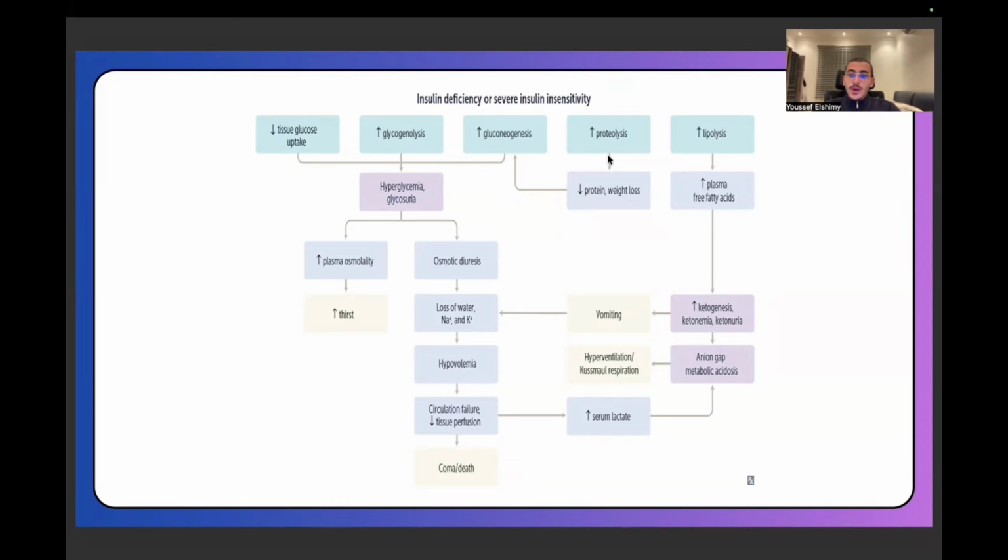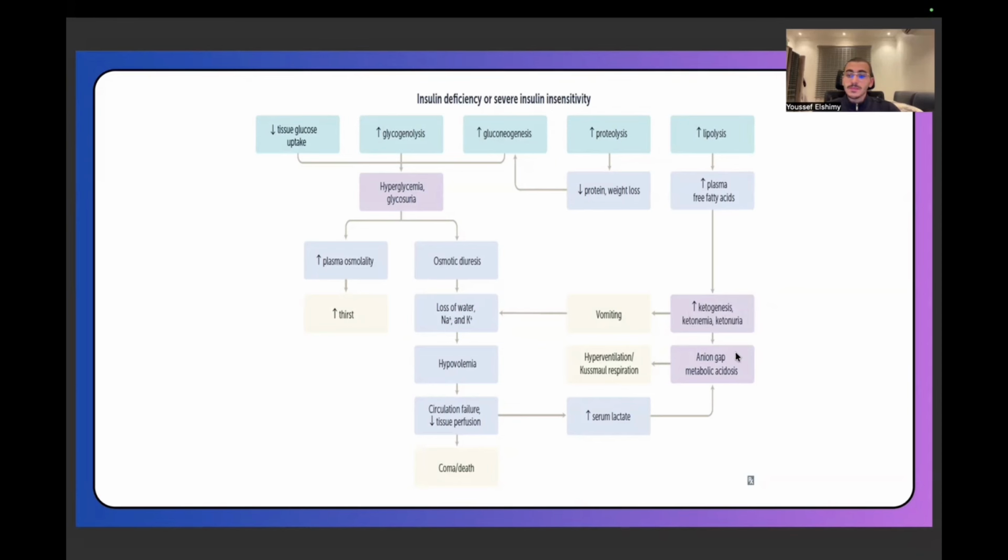As a consequence also of the unopposed glucagon effect, there would be increased proteolysis, because of catabolism. This would lead to decreased protein and weight loss, and these amino acids get incorporated into the gluconeogenesis pathway. There would also be increased lipolysis, and this increases the plasma free fatty acids. Because you have free fatty acids, and glucagon is the main player right now, because you don't have insulin, or insulin is not working, there would be increased ketogenesis. This would lead to ketonemia, or ketone bodies in the blood, as well as ketone bodies in the urine.